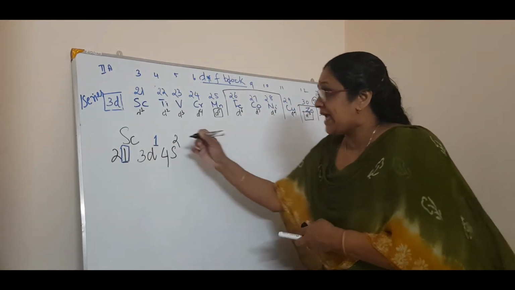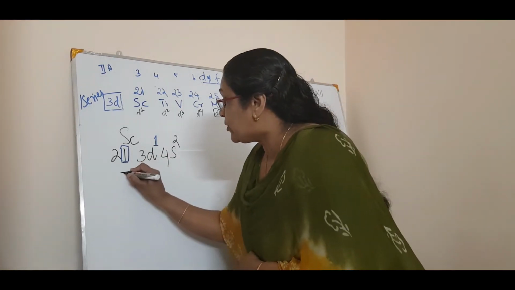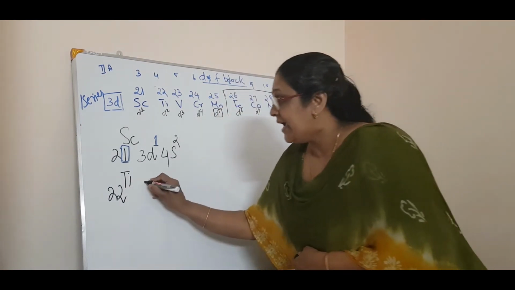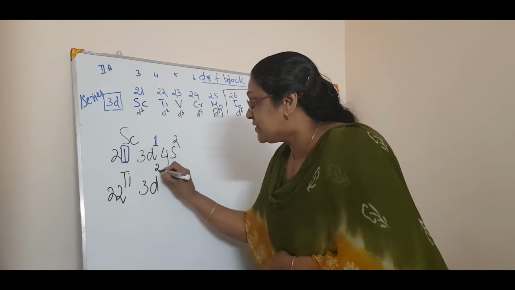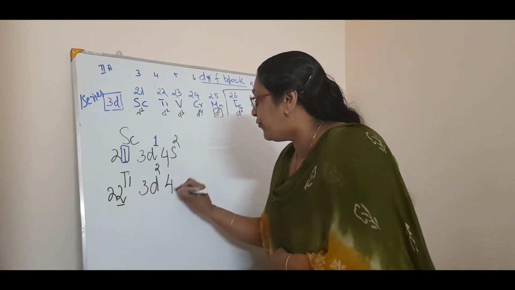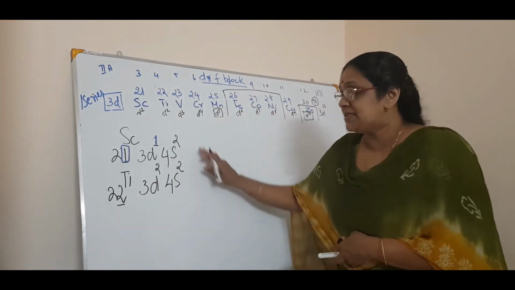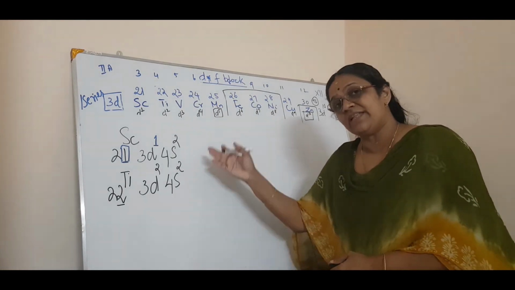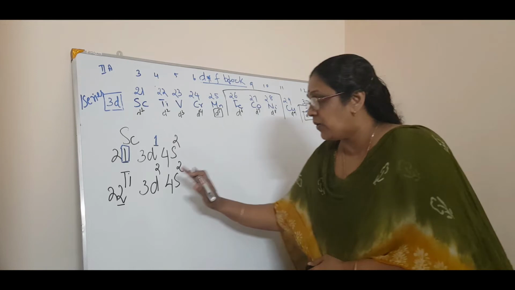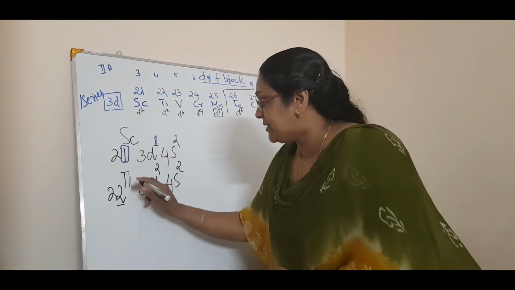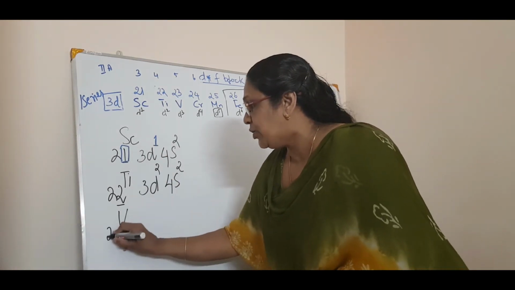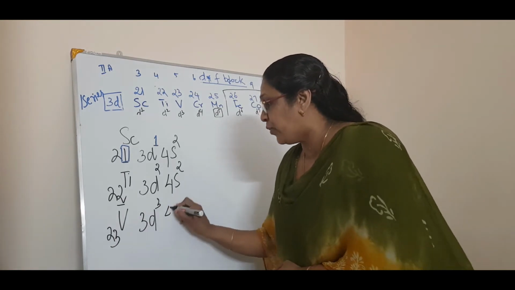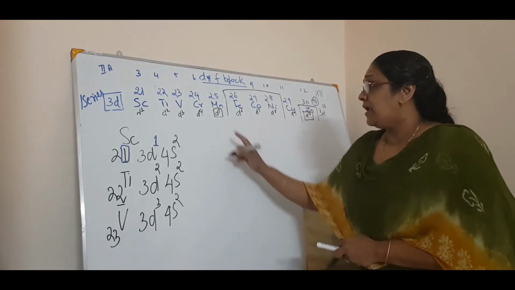Okay, so scandium. Now you tell me about titanium. Titanium is 22. Now how will you write? It can be 3d2 and 4s2. This is all the same because once the s orbital gets filled, then only the penultimate will get filled. Okay. Now titanium, vanadium. Vanadium is 23. How will you write? 3d3, 4s2.